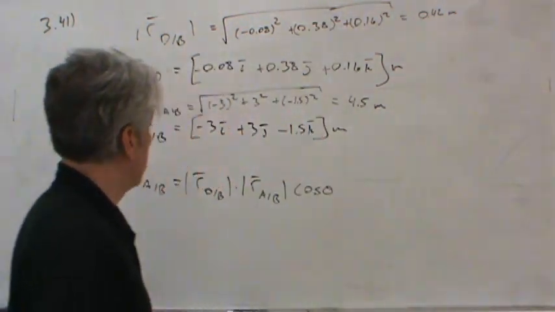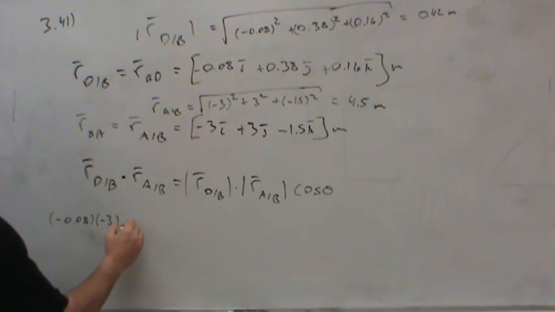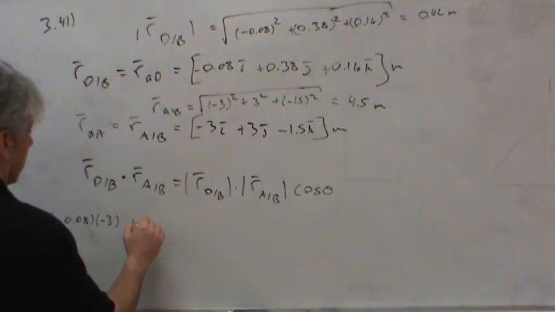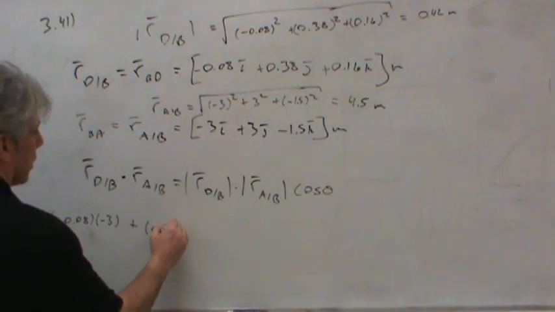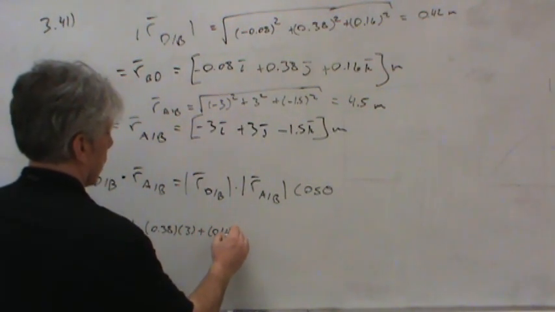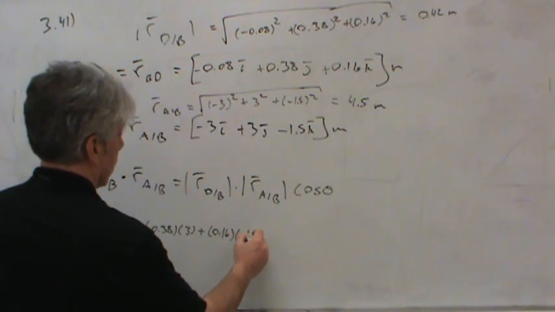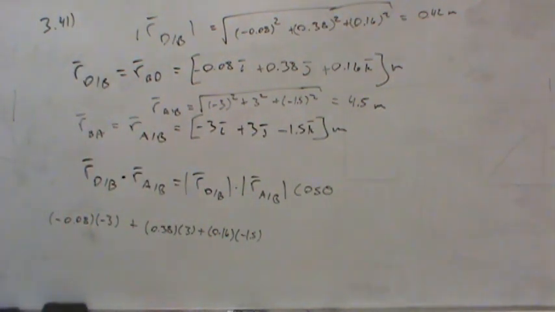Okay. So now, if we want to take the dot product of the two vectors, tell me what to write. Help me out. D to B. What should I write out for these? Negative 0.08 times negative 3. Good. Plus what? 3 times 0.38. Let's keep the same order. 0.38 times 3, plus the last term, 0.16 times negative 1.5. That's right. That's it. So there's the dot product on the left-hand side of the equation.